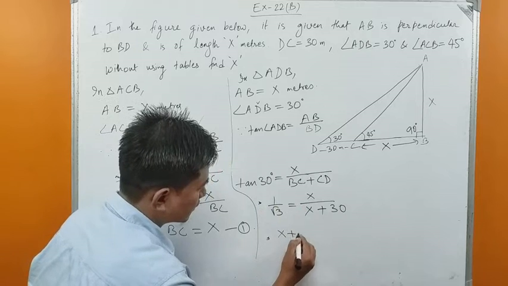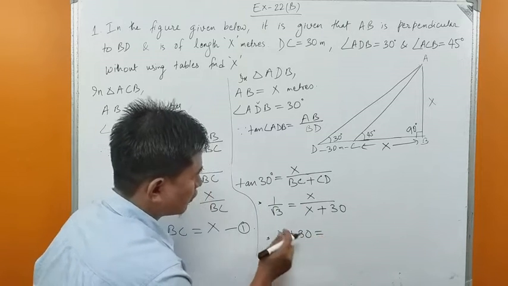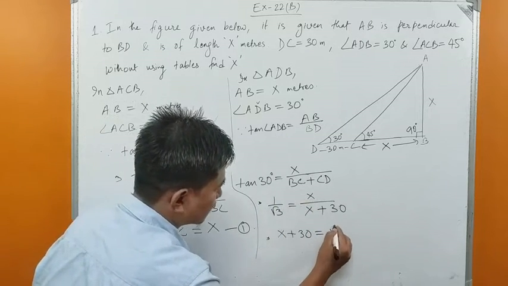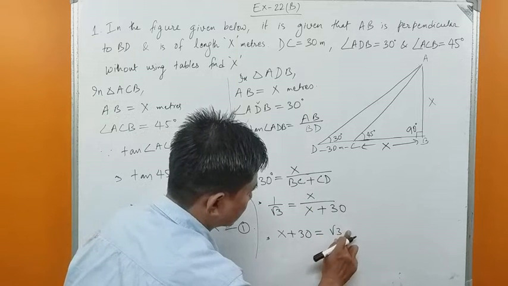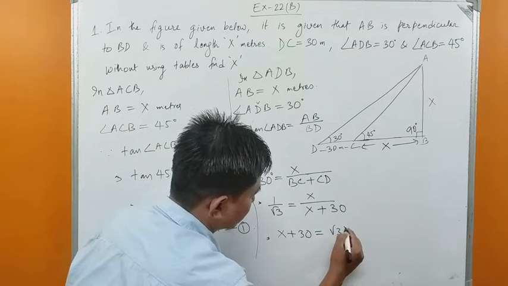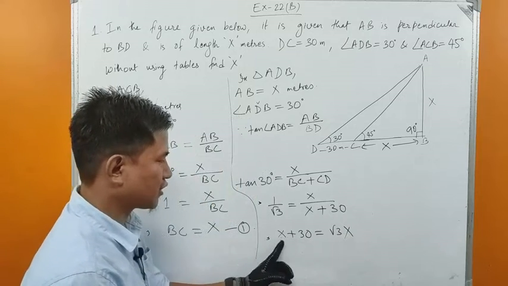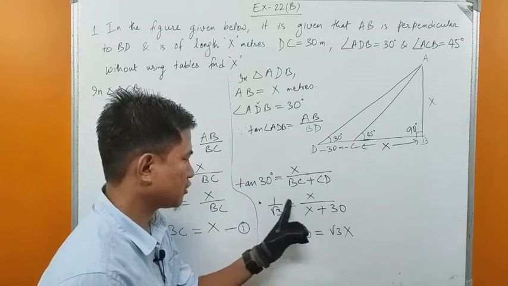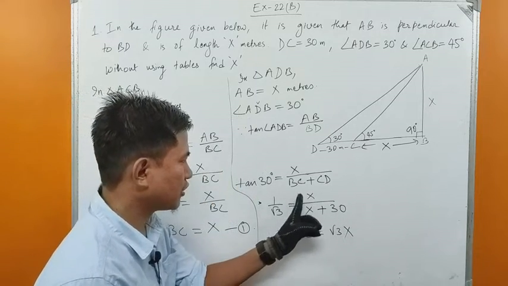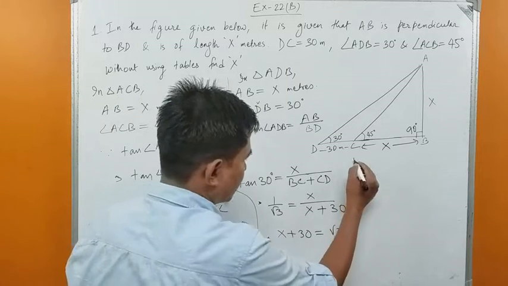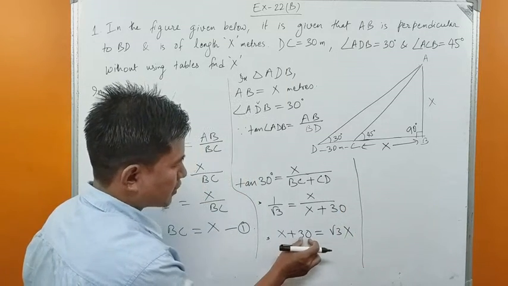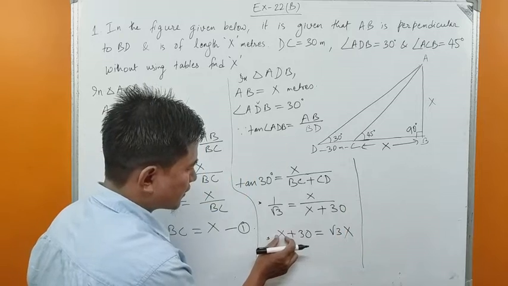X plus 30 equals root 3 into x. Root 3x. Now we keep this 30 on the left hand side and take this x to the right hand side.